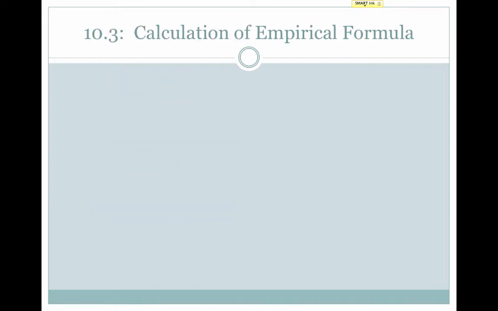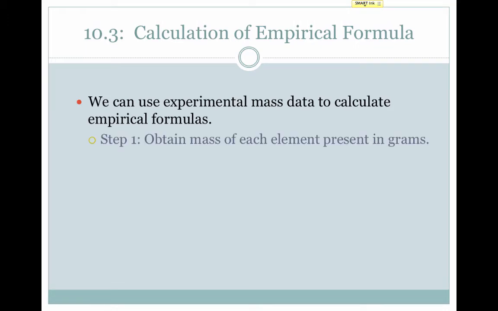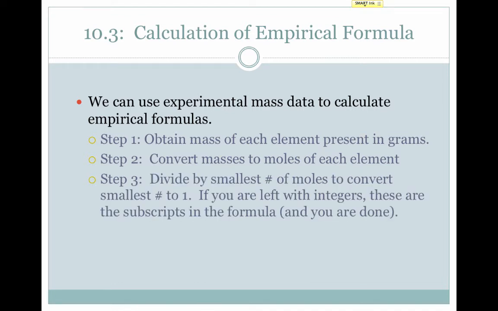Since empirical formulas are based on lab data, let's try calculating some empirical formulas from some lab data. In order to do that, we first want to obtain the mass of each element present in grams. So we can do this a number of different ways. We're going to do this in lab, but there's a ton of different ways to do it. Then we convert the masses to moles of each element. Then we divide by the smallest number of moles to convert the smallest number to 1. This will give you integers and help you determine the ratio between moles of elements.